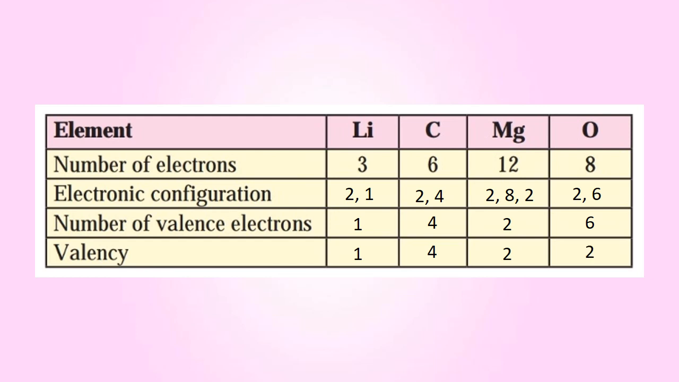Now here, how come valency is 2 for oxygen? Why? Because in the last orbit or shell, we have 6 electrons. When we have more than 4 electrons, we just have to subtract it from 8. So when we subtract 6 from 8, we get the answer 2. Hence the valency of oxygen is 2.